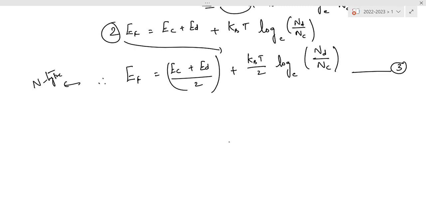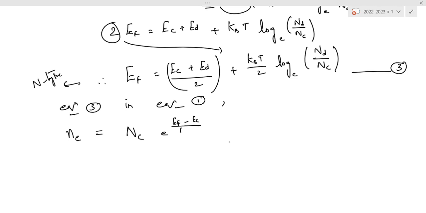We are going to substitute this expression of EF from equation 3 in equation 1. So then we can find what is the carrier concentration of N-type. Therefore the number of electrons in the conduction band of intrinsic semiconductor is Nc e power (EF minus EC) by kBT. This is equation number 1.